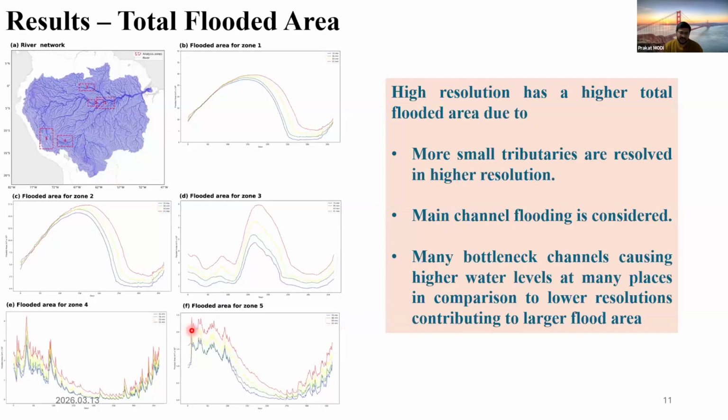And then next, the total flooded area. We compare the different zones, 1, 2, 3, 4, 5, here. Usually the high resolutions have higher flooded area because more small tributaries are resolved and then there is more flooded area. Also, in the high resolutions, many bottleneck channel sections can cause an increase in the water level, and then again, this will cause an increase in the flooded area.